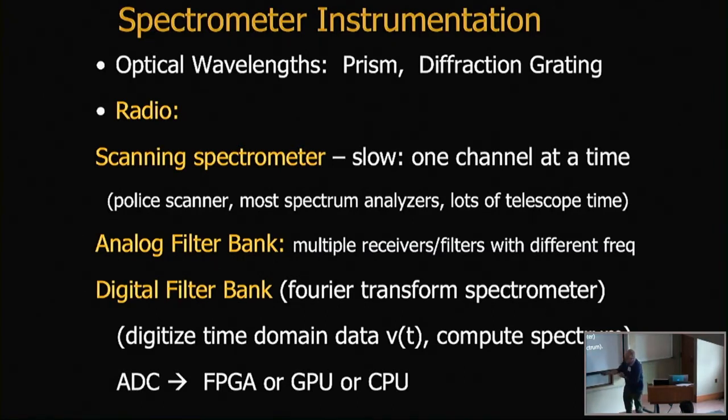So the typical architecture is you digitize the data coming from your receiver on the radio telescope, and then you put that time domain data, this voltage as a function of time, into some kind of computing thing, a CPU or a GPU or an FPGA, depending on how fast the samples are coming at you. I think I mentioned earlier that this thing can handle about 50 megasamples per second. This thing can handle about a gigasample. This is tens of gigasamples.